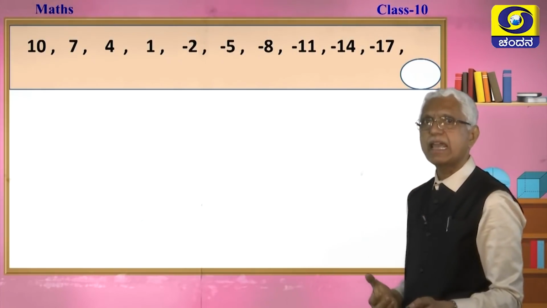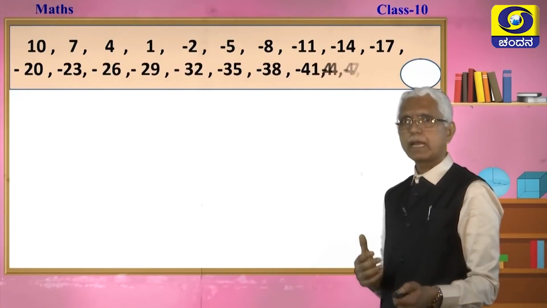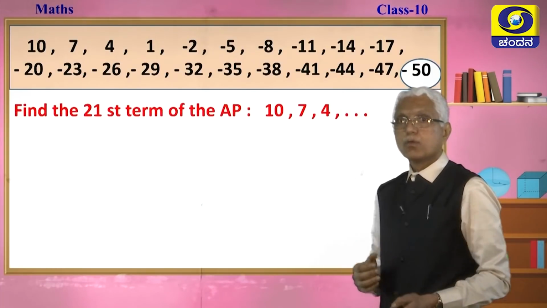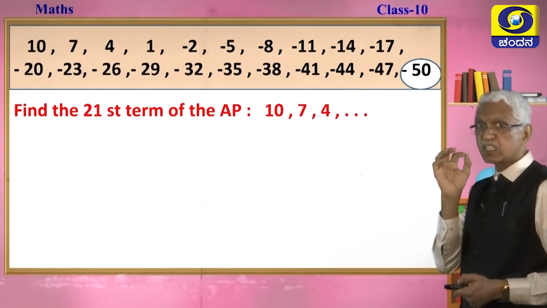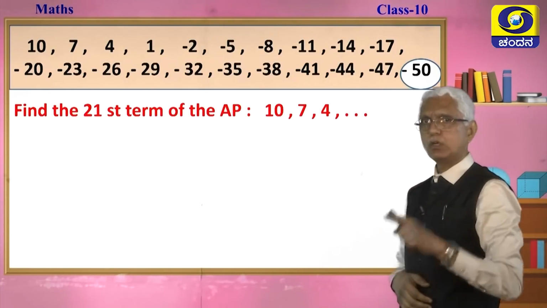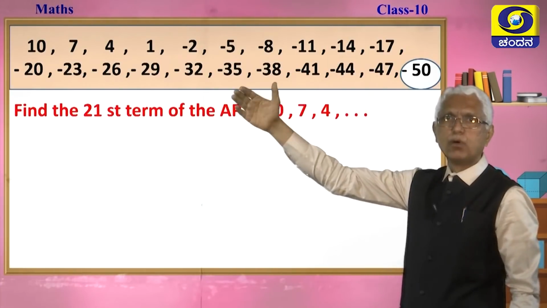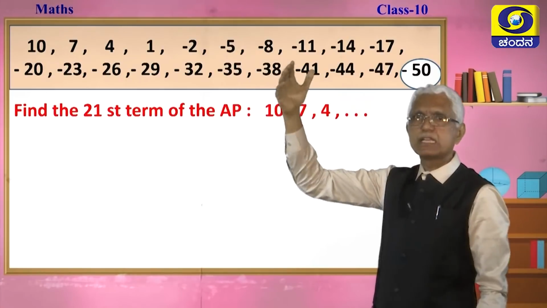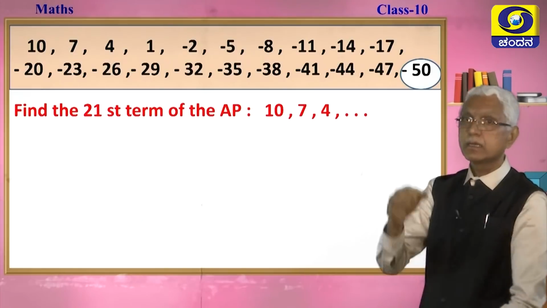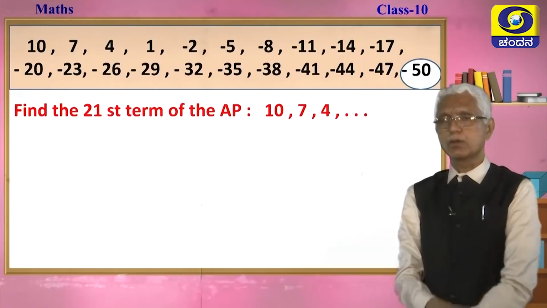Here you have an AP 10, 7, 4, 1, etc. Okay. What am I supposed to do? Let us see, right? Find the 21st term of the AP. Please note, take only the first row, that is the first given AP, right? 10, 7, 4, 1, minus 2, minus 5, minus 8, etc. That is the first AP. What are you supposed to find? The 21st term, correct? Which is the formula you are going to use?